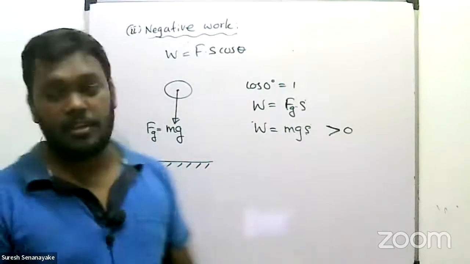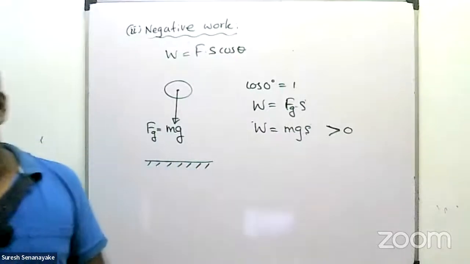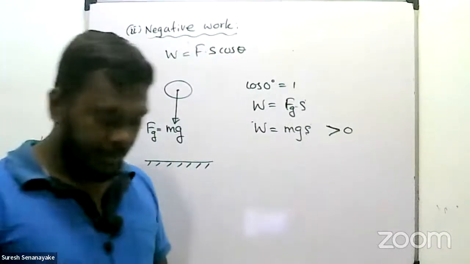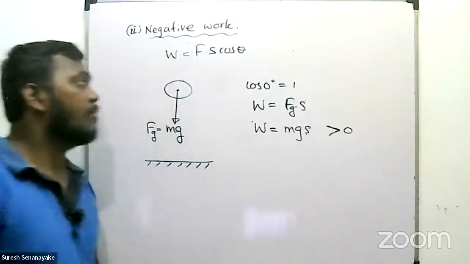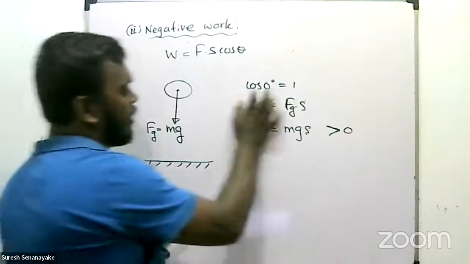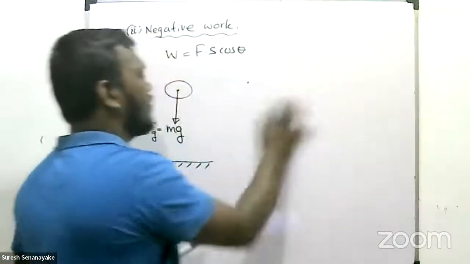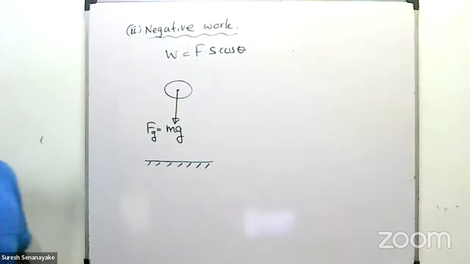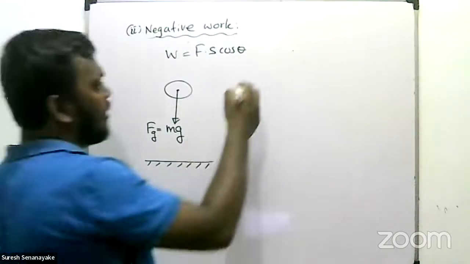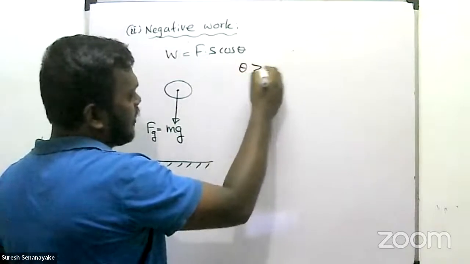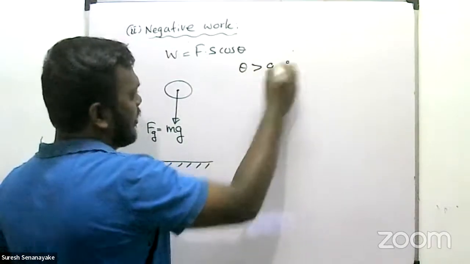You can write under negative work done: the work done by a force will be negative for theta greater than 90 degrees.